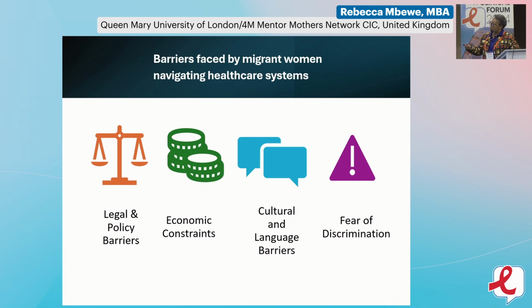All the other speakers have touched on this, so I won't go too much into it, but there are legal and policy barriers. There are economic constraints, meaning most of these people don't have access to money. If it's in the UK, they're not allowed to work. They do not qualify for any recourse to public funds. So that means they cannot afford medical care, for example, or anything to do with pregnancy, which, as somebody said, costs someone about £2,000, which is ridiculous if you've got no access to money.